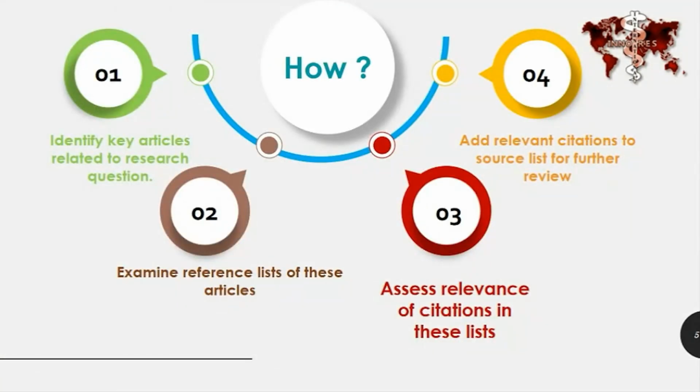We first identify key articles related to the research question. So, the first step involves finding foundational or key articles that are closely related to your research question. These are the articles that will provide the basis for further investigation.